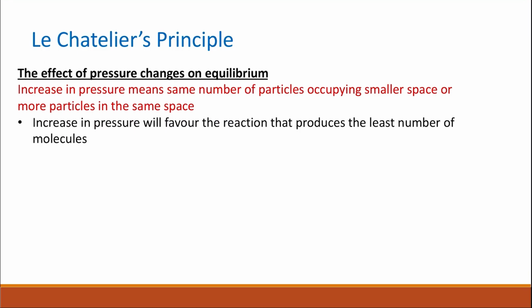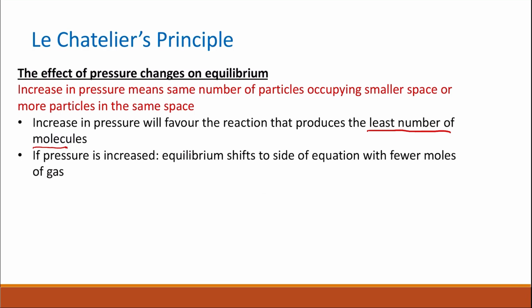So what happens, according to Le Chatelier, if we try to change the pressure of a gaseous system? An increase in pressure will favor the reaction that will produce the least number of molecules. When the system produces fewer molecules, that means it tries to reduce the pressure. So with an increase in pressure, the equilibrium will shift to the side of the equation with the fewer number of moles of gas.